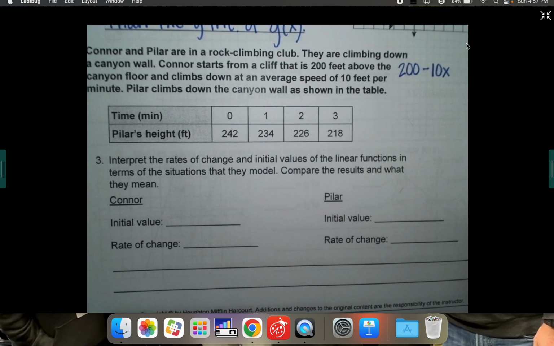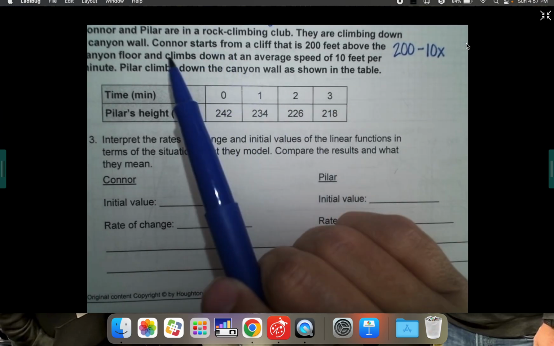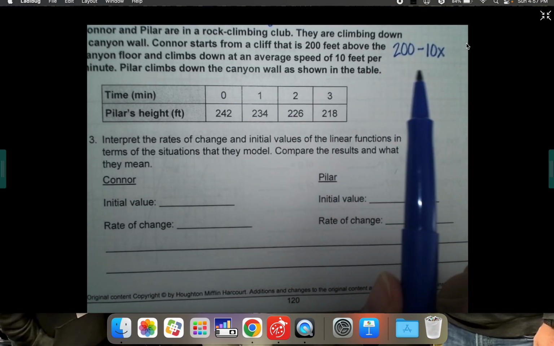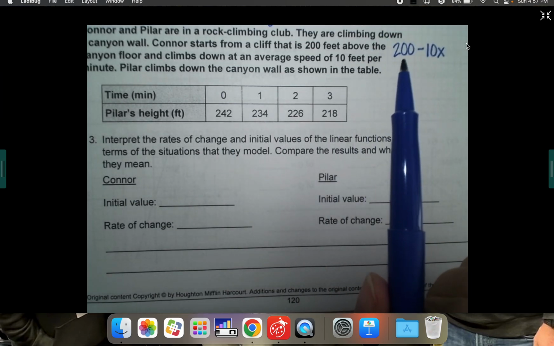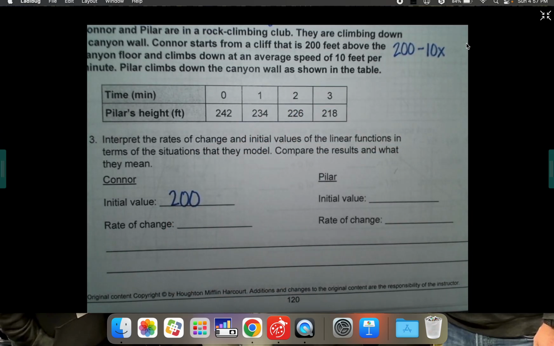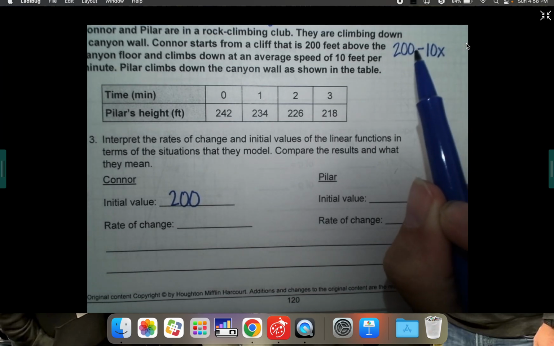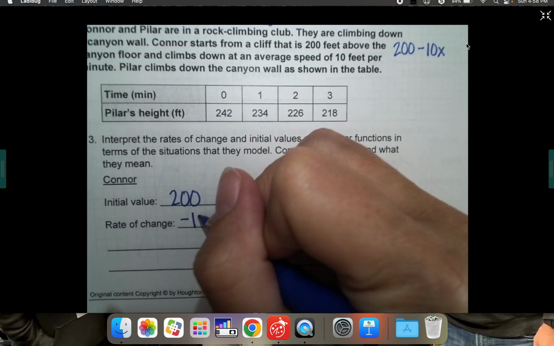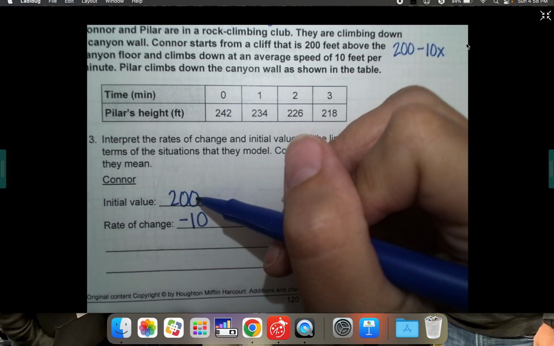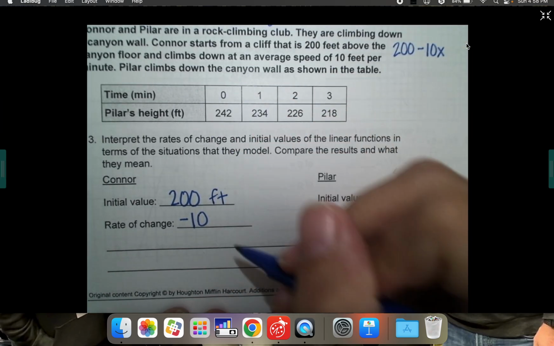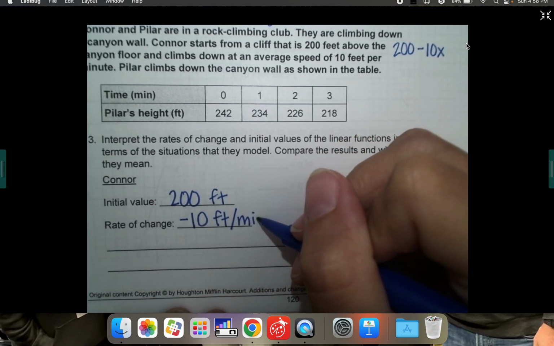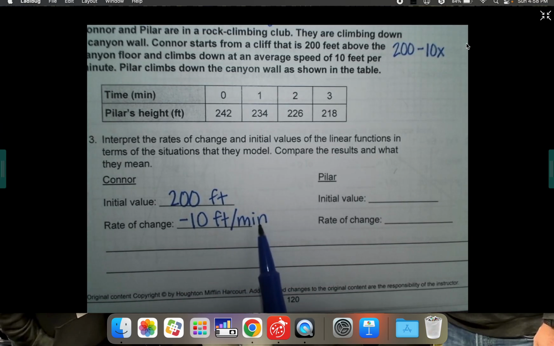So we are going to look at these two different people and compare them based on just words and based on the table. Connor is the one that I wrote out the equation up here. Connor's initial value was 200 because he started at 200 feet above. And his rate of change is negative 10 because he's going down 10 feet per minute. So I could put 200 feet and then negative 10 feet per minute, because a rate of change is a rate, feet per minute.